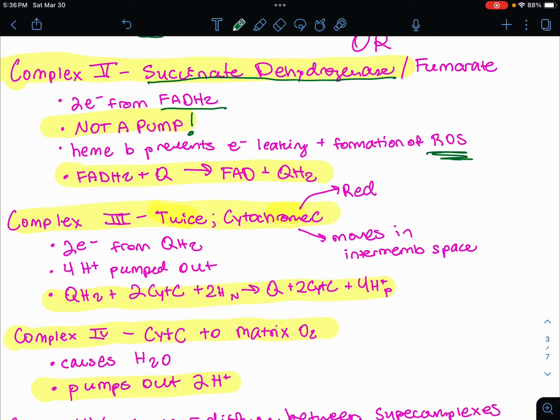FADH2 plus Q, again, you're going to have the FAD, so the oxidized form is FAD, plus our ubiquinol, and that's going to be the equation for complex 2. Again, complex 2 is not a hydrogen pump or a proton pump.